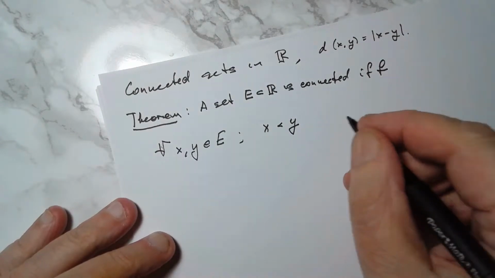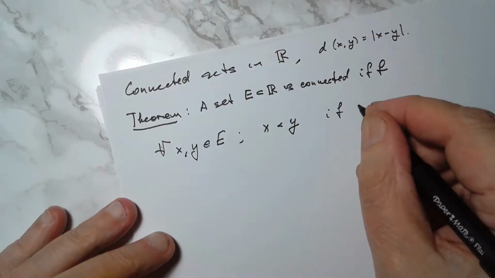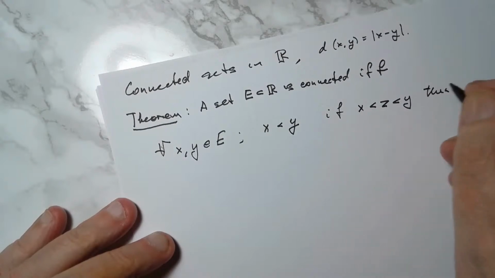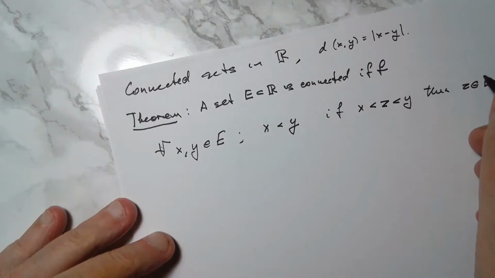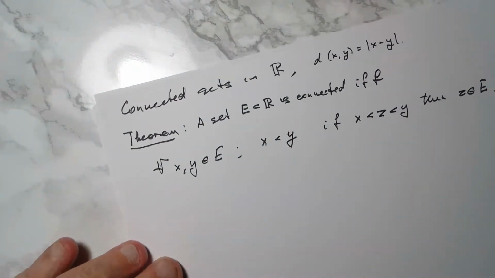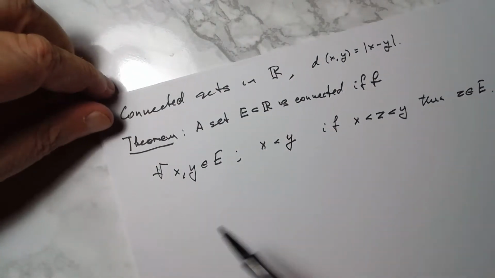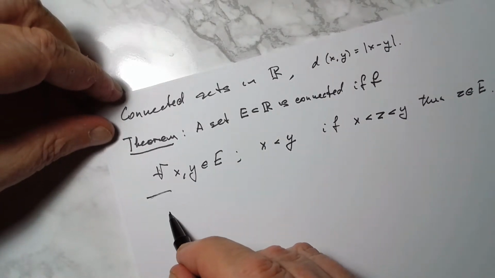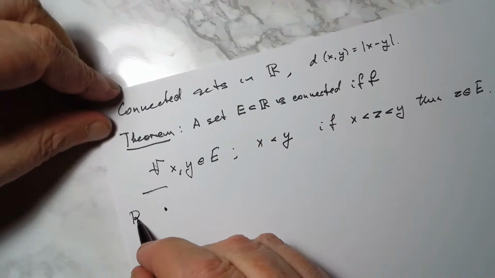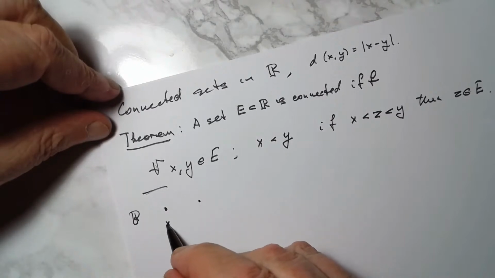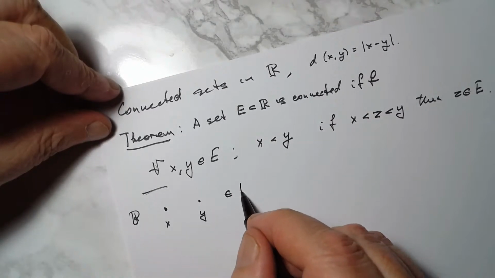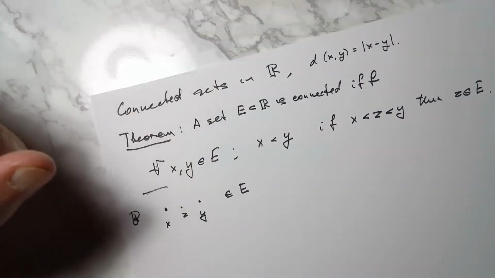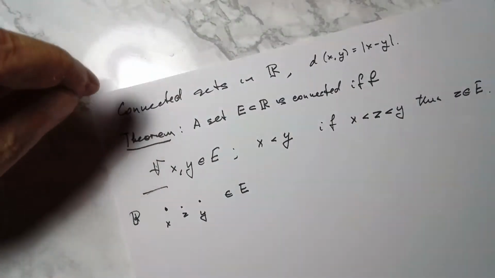And if z is between x and y, then z belongs to E. So this is the theorem. It says that the set is connected if and only if it has this kind of intermediate value property, if and only if you take a point x, so this is your space R, you take a point x and a point y in E, and you take any point z in between, and this point z in between has to belong to E. In that case, the set in R is connected.